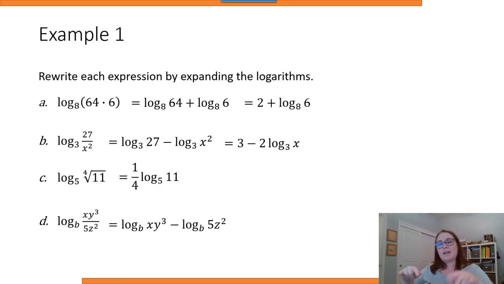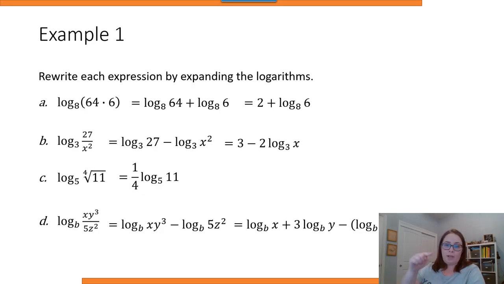Now, each of these logs has a product in it, so I can break them up. Just remember that the negative on the second log is going to follow both of the logs it breaks down into. So using the product rule, I get log b of x plus 3 log b of y, if I pull the exponent out at the same time, just to save me a step of having to rewrite this. Minus, and then both of these logs are subtracting, so I get log b of 5 minus 2 log b of z. I use that power rule to pull the 2 out. So really not much more to do here.